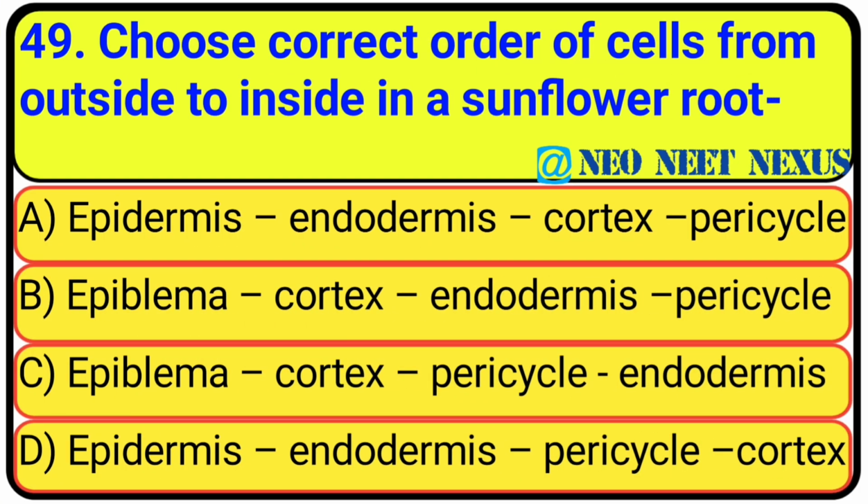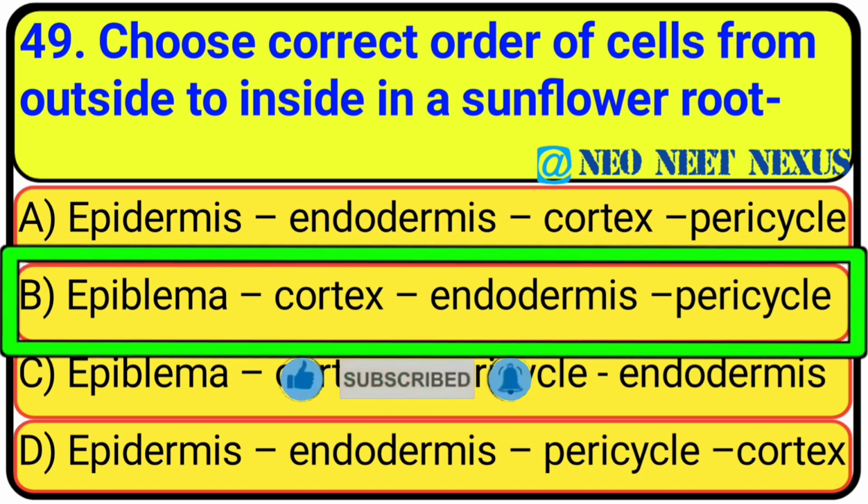Next, choose correct order of cells from outside to inside in a sunflower root. A. epidermis, endodermis, cortex, pericycle, B. epiblema, cortex, endodermis, pericycle, C. epiblema, cortex, pericycle, endodermis, D. epidermis, endodermis, pericycle, cortex. Correct answer is option B, epiblema, cortex, endodermis, pericycle.